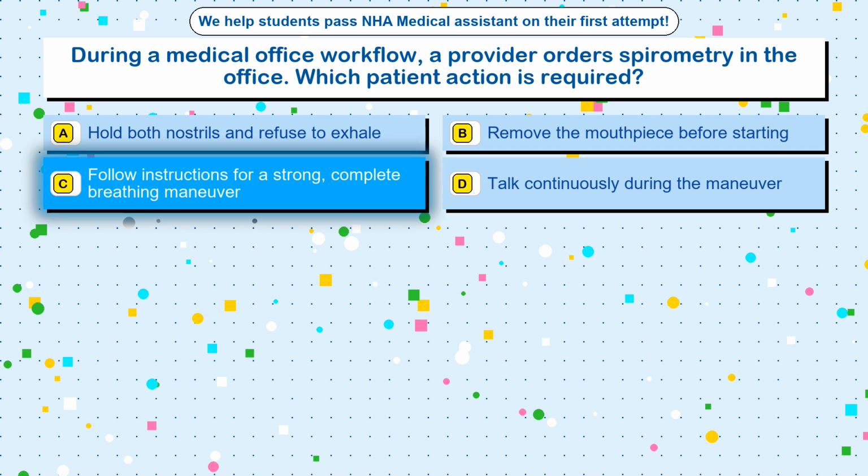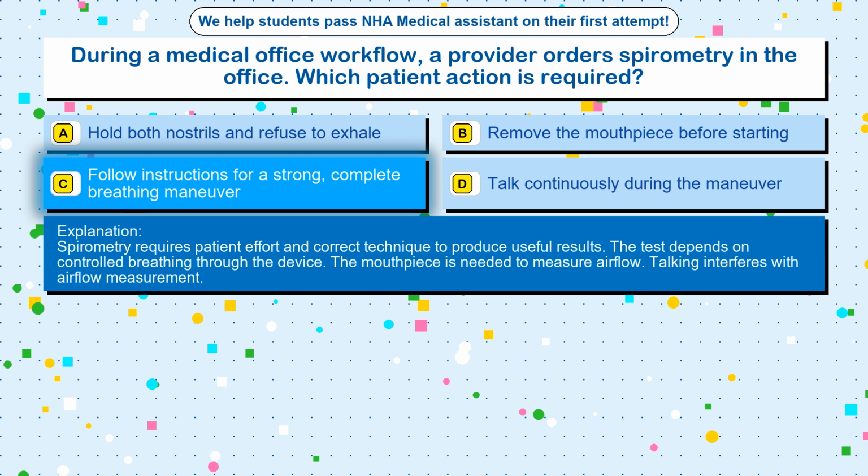Follow instructions for a strong, complete breathing maneuver. Spirometry requires patient effort and correct technique to produce useful results. The test depends on controlled breathing through the device. The mouthpiece is needed to measure airflow. Talking interferes with airflow measurement.